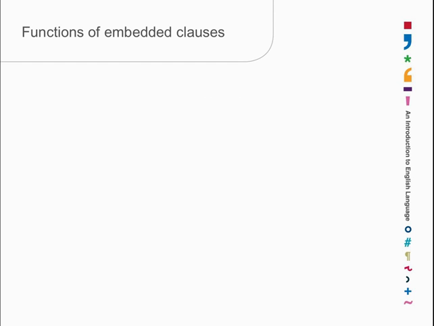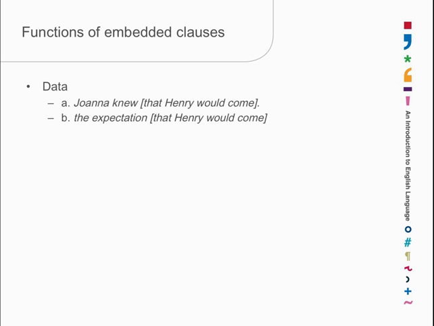So what are these functions? Well, we've already seen them. This is a direct object. What's this one? The head noun here is expectation. There is an expectation. That Henry would come modifies expectation.